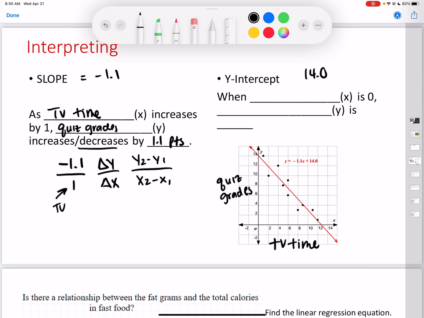The y-intercept is what happens when the graph is on the y-axis. So when the x variable, so when TV time is equal to 0, quiz grade is equal to 14. Okay, and I'm using that y-intercept from the equation to tell me what my y-intercept is. So when x is 0, what's y? So slope is as x is increasing by 1, how is y changing? The y-intercept is when x is 0, what's the y doing?